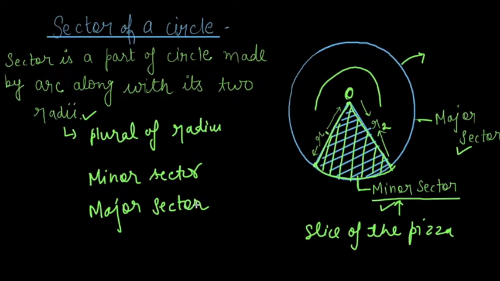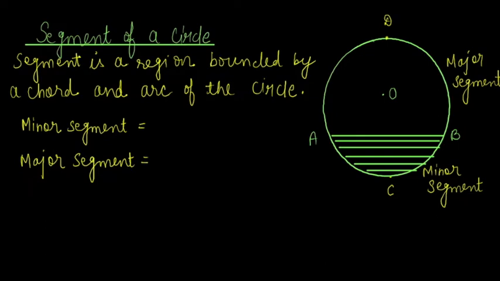Okay. Now next we have the segment of a circle. A segment is a region bounded by a chord and an arc of the circle. You see I have drawn a chord here. AB is a chord because it is not passing through the center and it is joining any two points on the circumference of the circle. So AB is a chord here which is actually dividing the circle into two parts. These two parts are said to be the segments. Segment means a portion, a part.